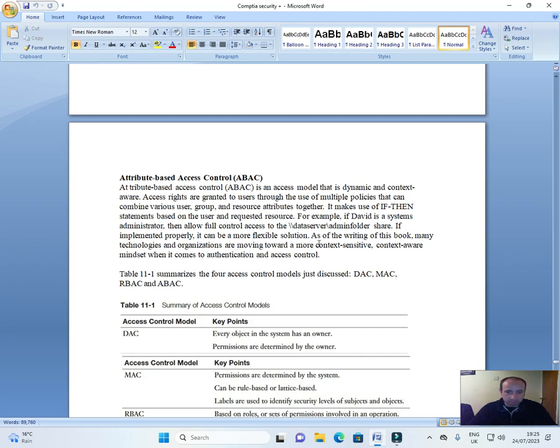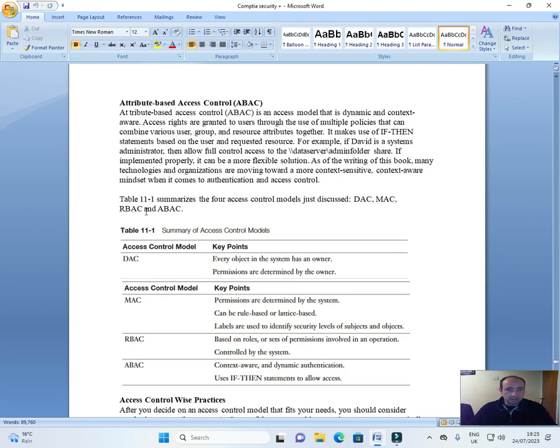As of the writing of this book, many technologies and organizations are moving towards a more flexible, context-sensitive, context-aware mindset when it comes to authentication and access control. Table 11.1 summarizes the four access control methods just discussed: DAC, MAC, RBAC, ABAC.